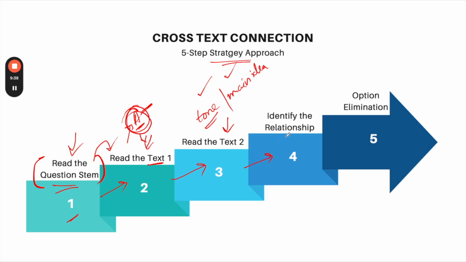Now once you have done reading both the texts, the 4th step and the most important step over here is to identify the relationship. By now you know what both the texts are talking about and what their tones are. Then you should have a better understanding of what the relationship between the two texts is. Are they agreeing with each other? Are they disagreeing with each other? Or is the text 2 a simple further explanation of something mentioned in text 1? Just try to identify the relationship, and then you can move on to the option elimination step.